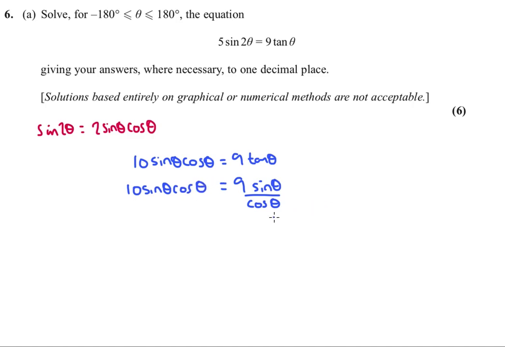Okay, next thing we're going to want to do is get rid of the fraction. We don't like fractions in equations, they're not helpful. So let's multiply both sides by cos theta. And that's going to give us cos squared theta there equals 9 sine theta.